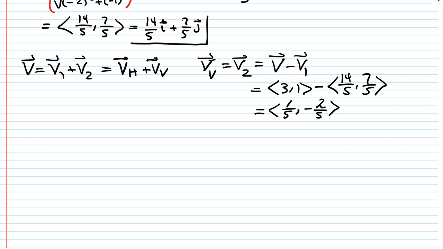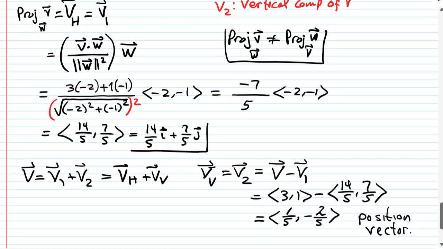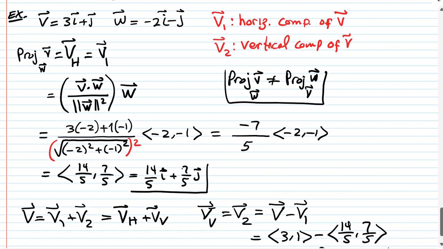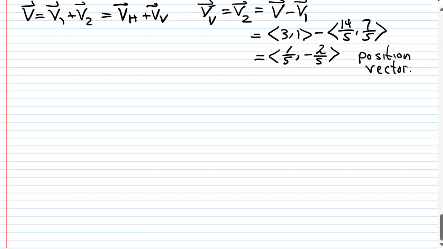And this, by the way, is like a position vector. So if you graph this vector, it's going to start from (0, 0). All right, and that's what this is. Now, let me actually do the geometry of this for you. I'm going to put the geometry of this on here and then explain it.